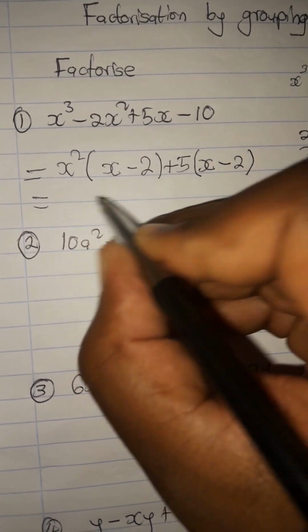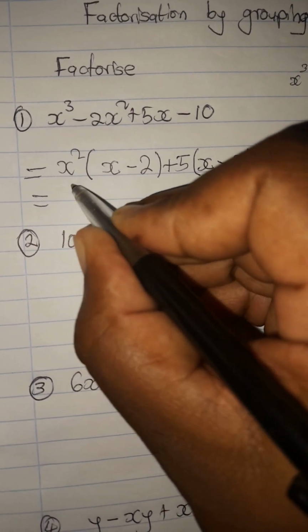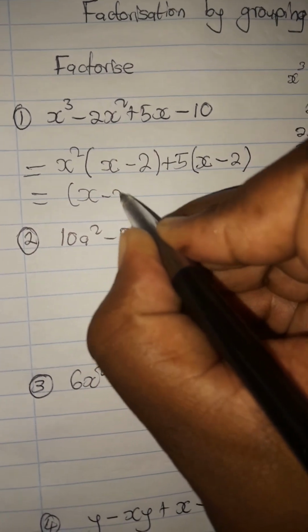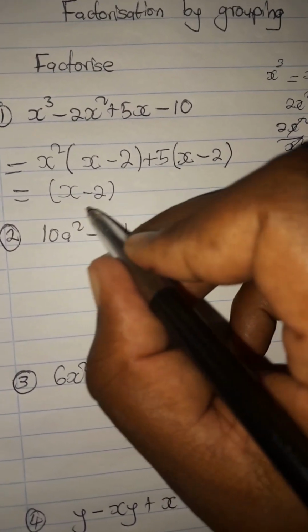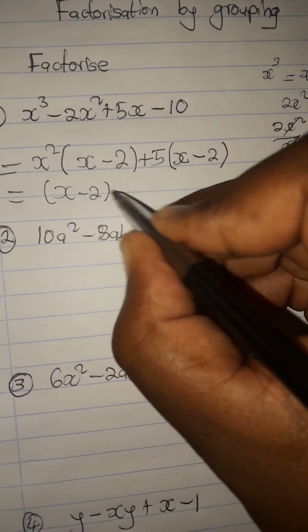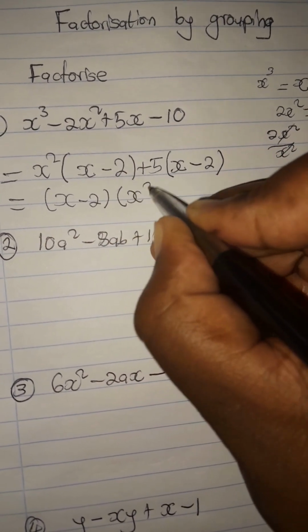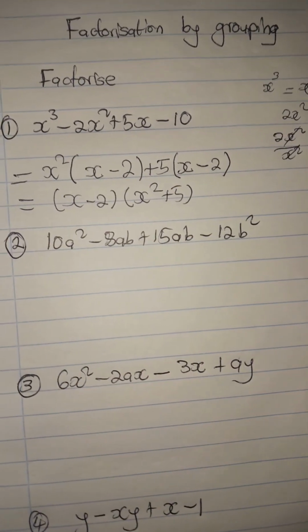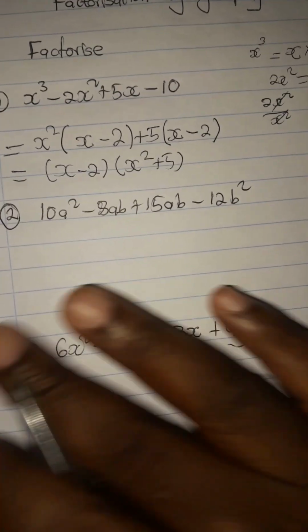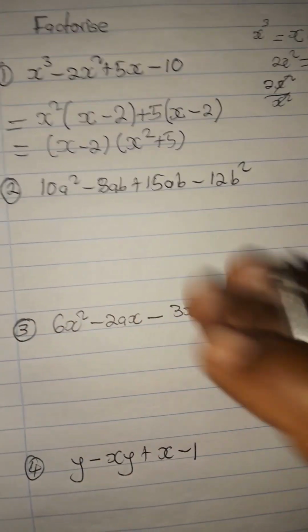What are we having here? We have a common bracket, so we take 1, not 2. If they're different, then you can take all of them, but this is common, so we are going to take one of the brackets. So we also have x squared plus 5. Then it's factorized in this manner. Okay, hope you've learned a valuable lesson there.